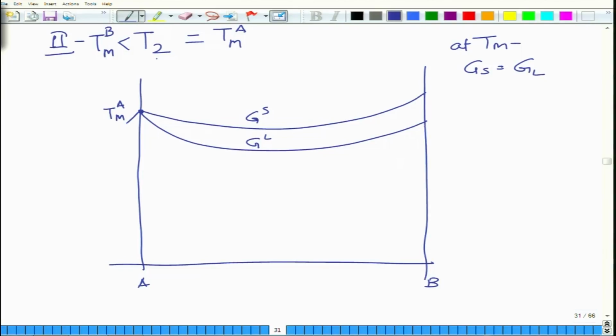At this point, GAS is equal to GAL, and this is GBS and this is GBL. Let us say this is point A. We again see that nearly for all compositions GL is lower than GS, but at pure A, GL is equal to GS.